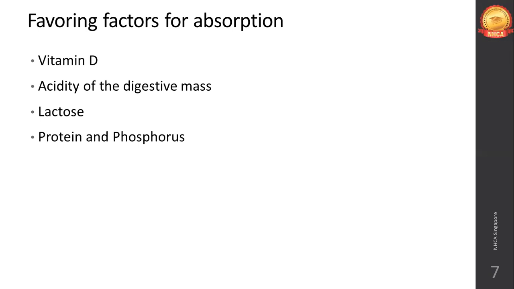Protein and phosphorus. So protein definitely increases the calcium absorption. Can you give one reason why? How could protein lead to calcium absorption? Any guesses?